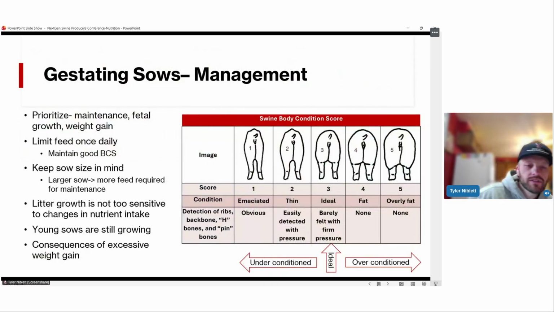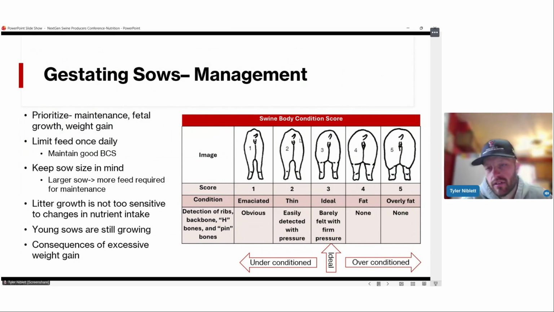So the sow will still aim to maintain that fetal growth. The goal behind that is to make sure that we feed them for adequate litter size, or adequate body condition, excuse me.